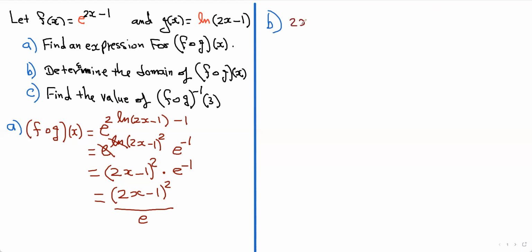The 2x minus 1 has to be greater than 0, because we cannot take the log of a 0 or a negative. So this has to be positive. Now just solve this, and you get 2x is greater than 1. Divide both sides by 2, and the domain will be x is greater than 1/2. Any number that's less than 1/2, you cannot use for x here because you'll end up with a negative number and you cannot take the log of a negative number. Now we'll go to answering question C.